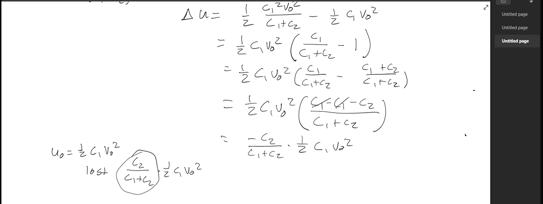So, for instance, let's say they were the same. Let's say C1 was 2 farads, which is very big, and C2 is also 2 farads. Then that fraction would be 2 over 2 plus 2, or 2 over 4, or 1/2. I would have lost half the energy. And so if my two capacitors were identical, I would lose half the energy. Otherwise, I lose some fraction of it based on the ratio of C2 and C1 plus C2.